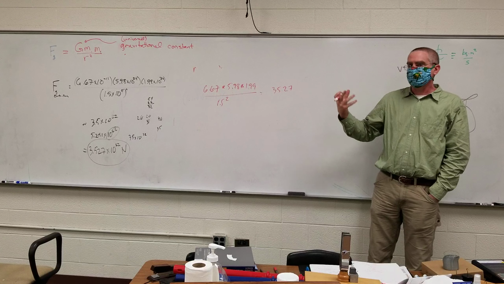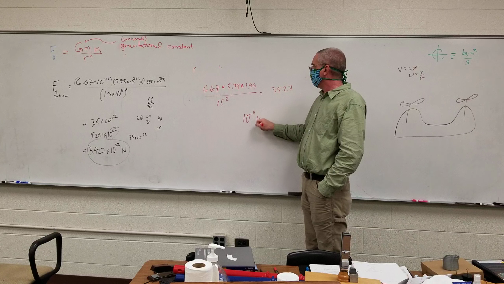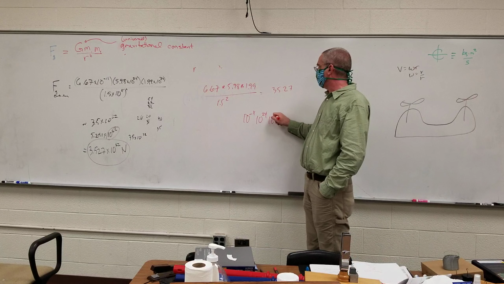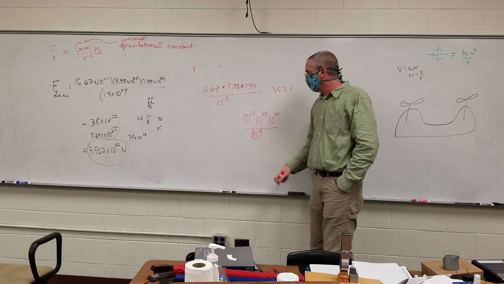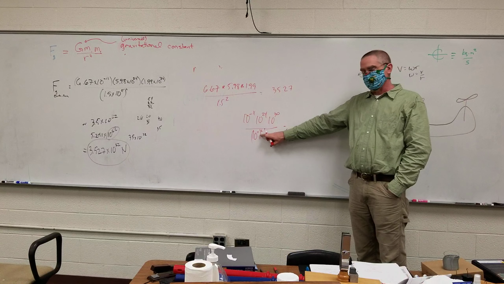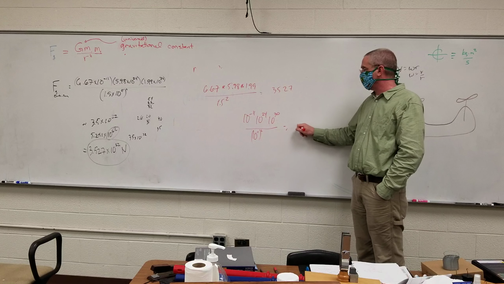Obviously, we have to deal with the exponents. You've got 10 to the negative 11th, 10 to the 24th, 10 to the 30th, over 10 to the 11th squared. If you're squaring exponents, it's basically 10 to the 11th times 10 to the 11th, which is 10 to the 22nd.